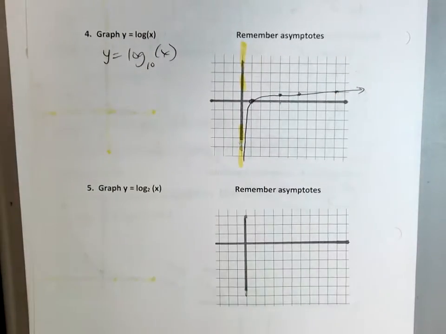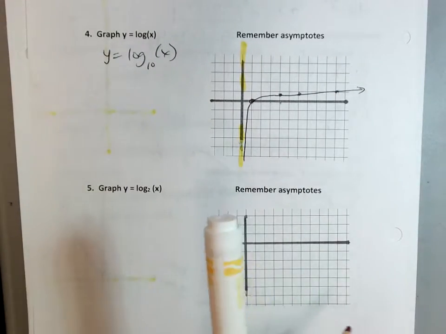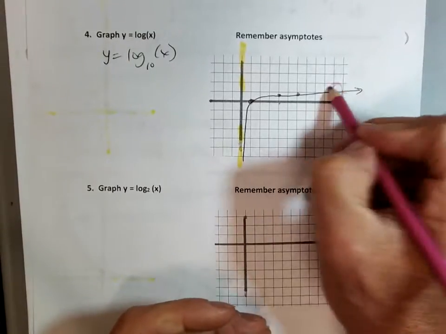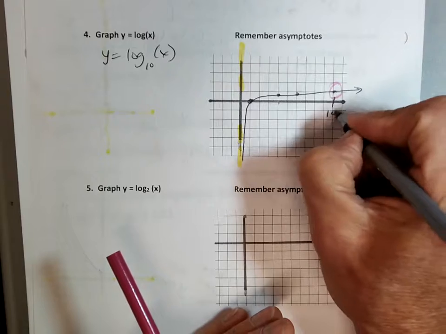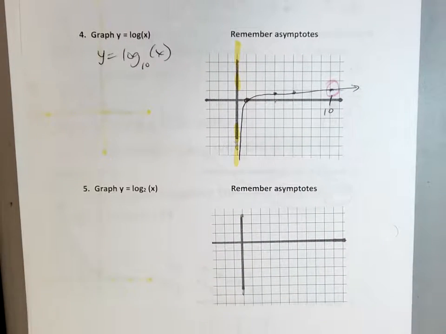Okay, here it is. Let's look at, real quickly, this point right there. So you ready? 10 to what power equals 10? 1. Does that make sense? I got that point there? Okay. 10 to what power equals 10, 1. So the log makes sense.